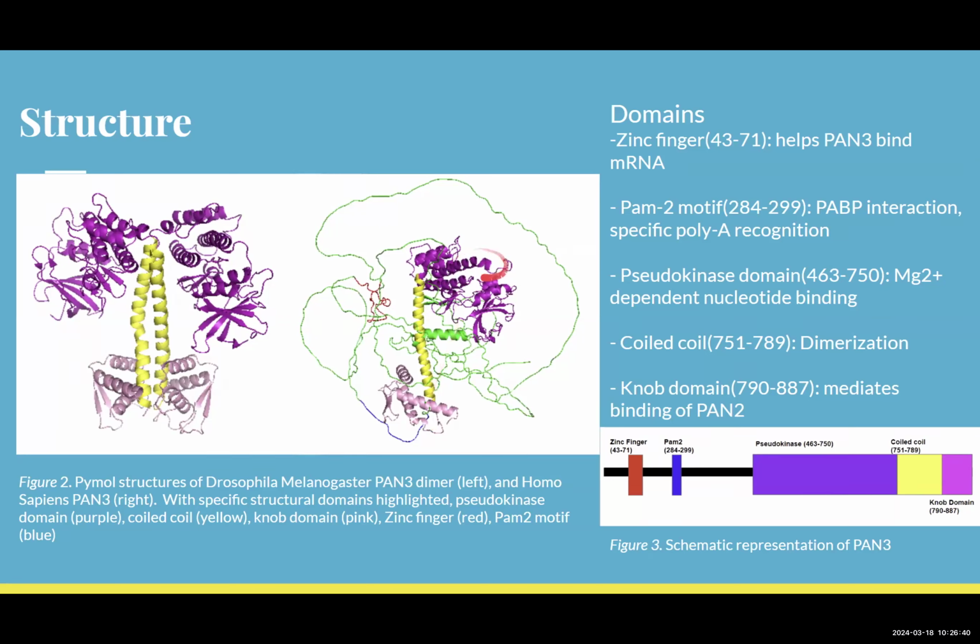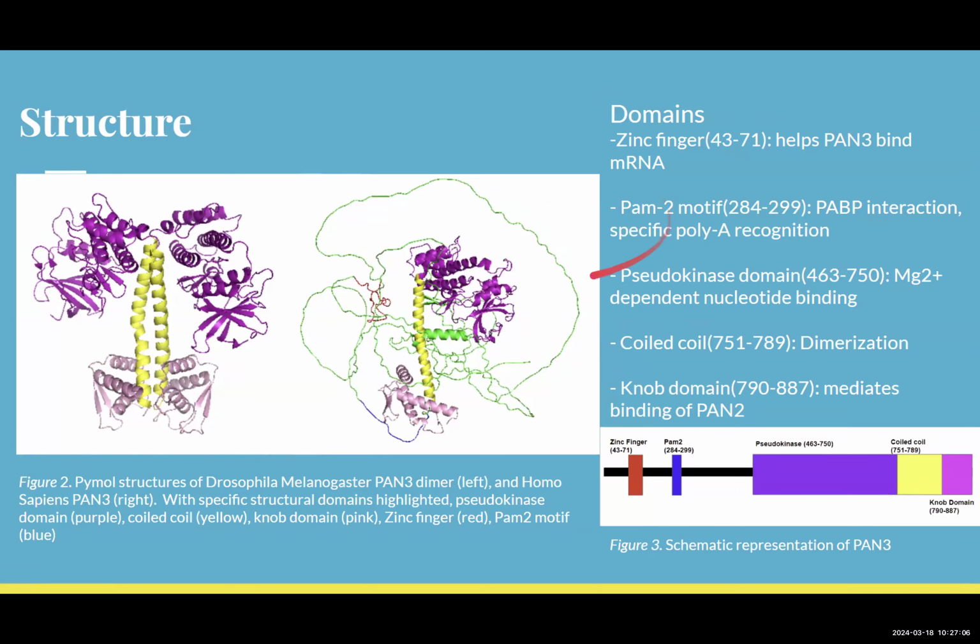Then we have in purple the pseudokinase domain. And the pseudokinase domain is actually catalytically inactive due to substitution of many key residues for kinases, right? But it retains the ability to bind nucleotides. So the pseudokinase domain, PAM2, and zinc finger all work together to coordinate PAN3 onto mRNAs and to orient it in the proper way so that it can bring mRNAs to PAN2, which is an exonuclease.